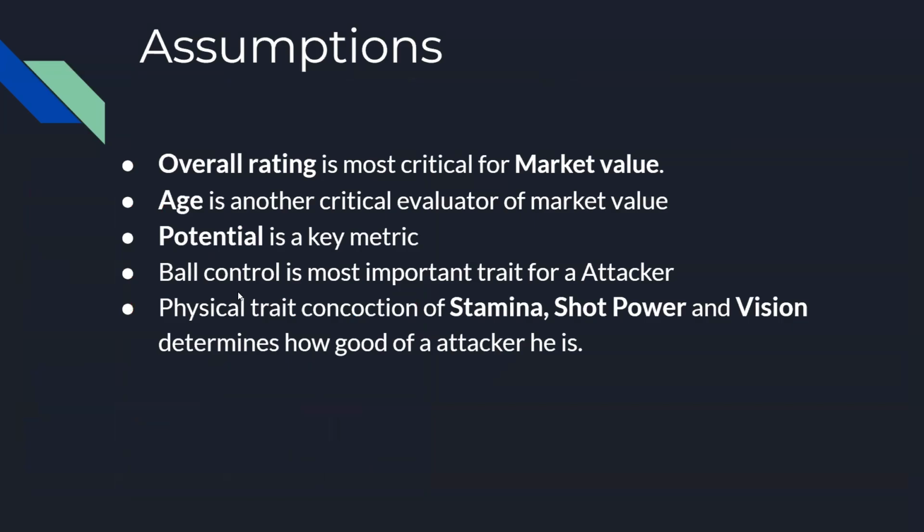Based on this, these are some of the assumptions we can make. The overall rating is the most critical for market value. Age is another critical evaluator, and potential as well. For attackers, ball control is the most important trait. And for the physical traits, we can see that stamina, shot power, and vision determine how good of an attacker he is.